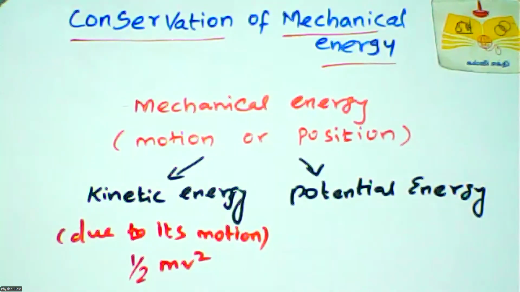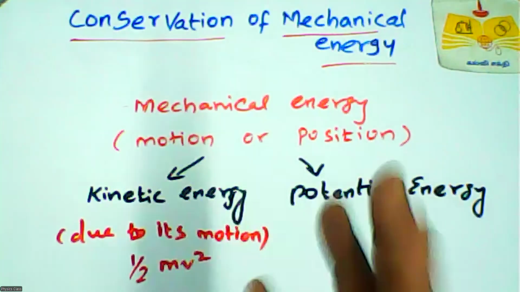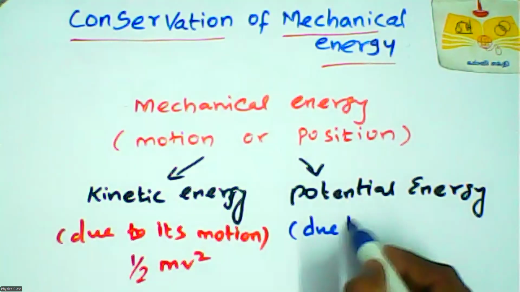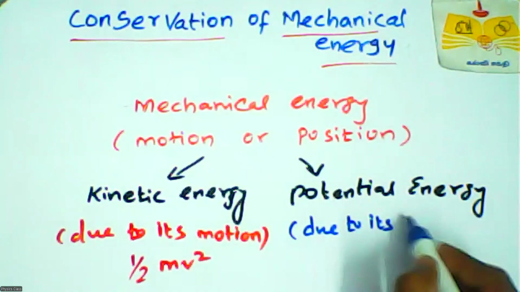Then next, potential energy. Potential energy is the energy an object has due to its position or state. State means nothing but position. So, due to its position.